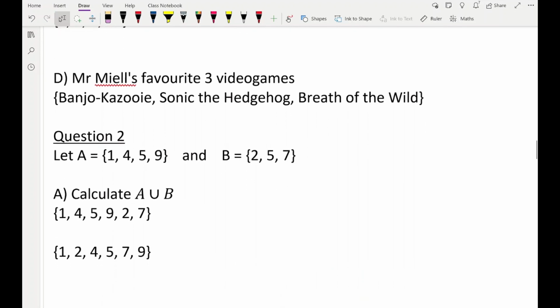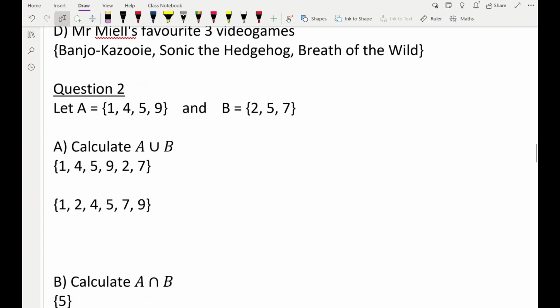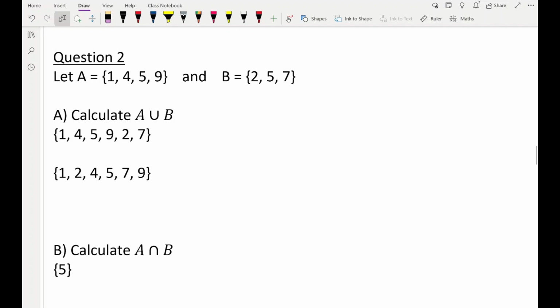Then you're going to get A intersecting with B. So which elements are in both of those sets? Well, it turns out only 5 is in both those sets. So you'd write that down just like that.